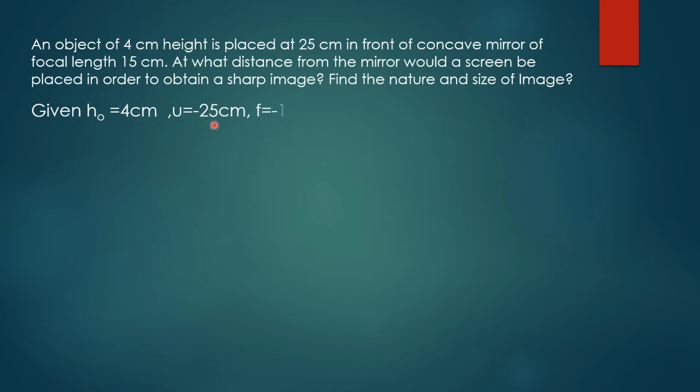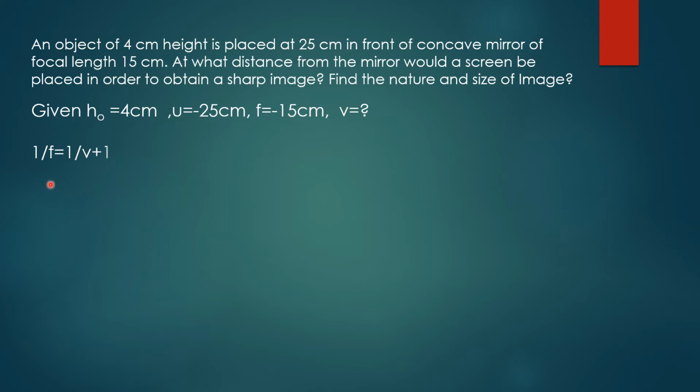Next, object distance is minus 25 as per sign convention. You are measuring the object distance from the pole, so it is opposite to the direction of the incident ray. And focal length is also minus 15 as per sign convention. You are asked to find v is equal to how much.